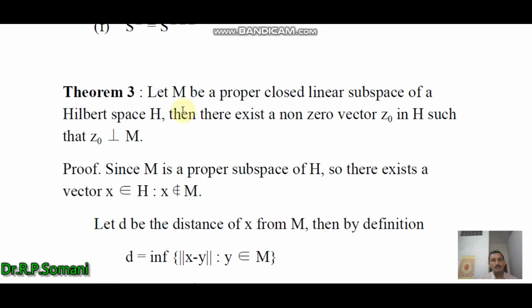The statement of the theorem is: let M be a proper closed linear subspace of a Hilbert space H. Then there exists a non-zero vector z0 in H such that z0 is orthogonal to M. So if M is any proper closed linear subspace of a Hilbert space H, then we are able to find a non-zero vector z0 in H such that z0 is orthogonal to M.